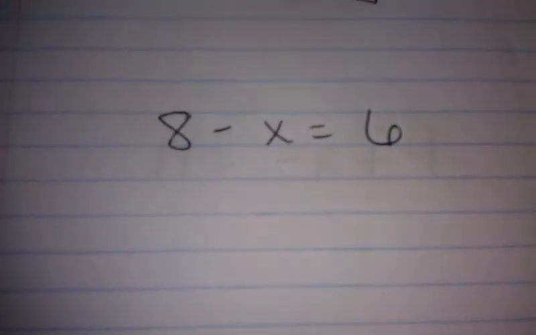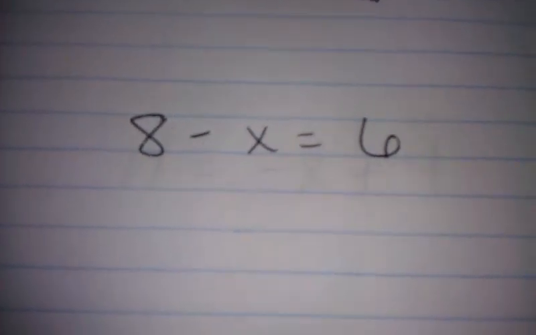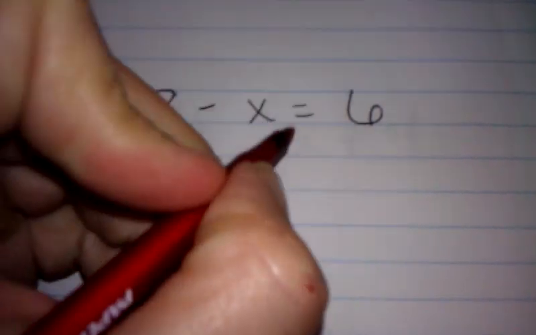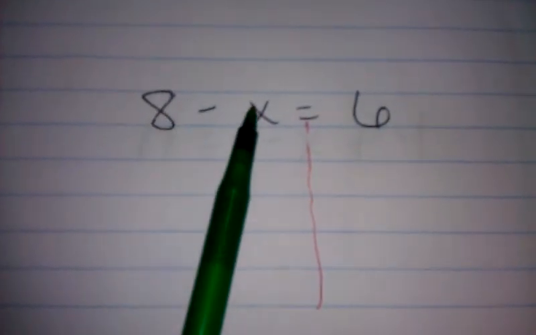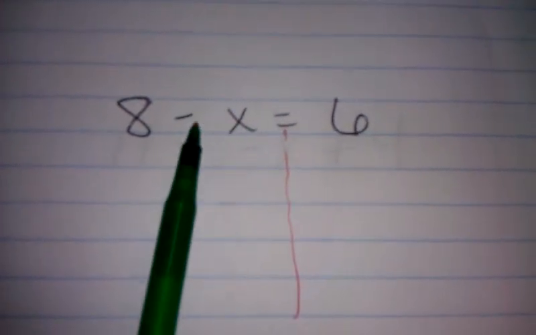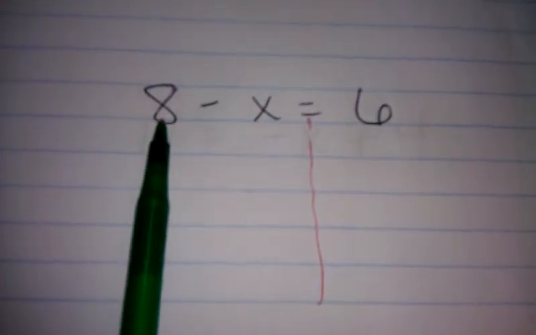Next one, pause the video, come back and see how you did. Okay, on this one, draw my dotted line. This says 8 minus x equals 6. The minus goes with the x. The 8 is actually positive.